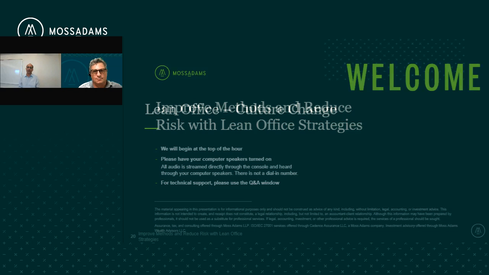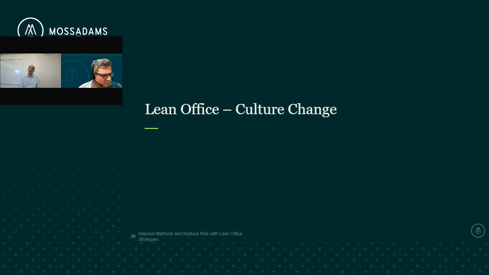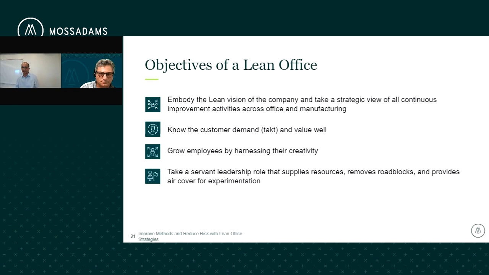Okay, so the next one. Lean is a culture change, and how do you manage this culture change in the long run? Lean office is one of the ways. Companies that do lean office, and we'll show you some results of implementing a lean office at companies, are where culture change is designed, culture change happens, and culture change sticks.